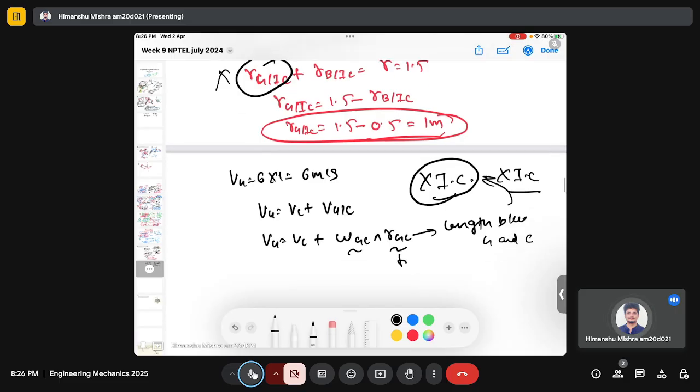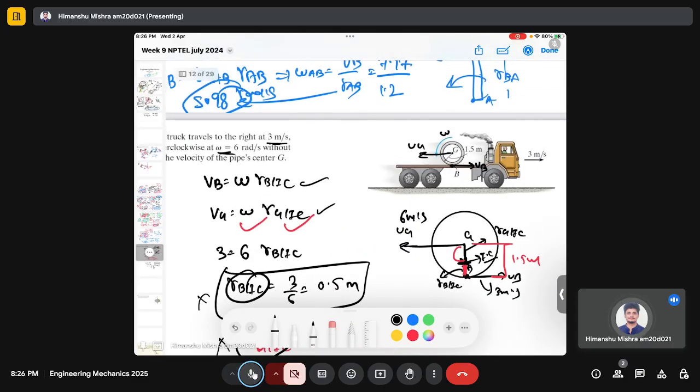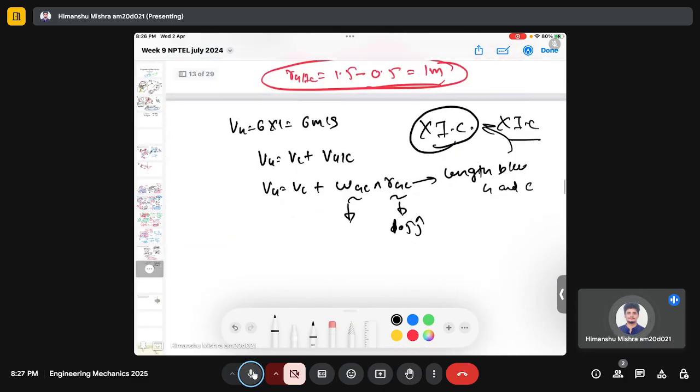So what is this? It is just a radius, which is 1.5 J, and this we know it is given in the problem as 6 rad per second in the counterclockwise direction, so it's 6k. And this we know VC, which is right hand side direction, 3 meters per second, which is 3i. This will give me k cross j.